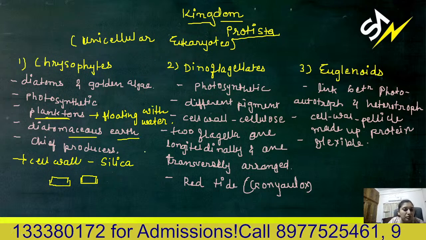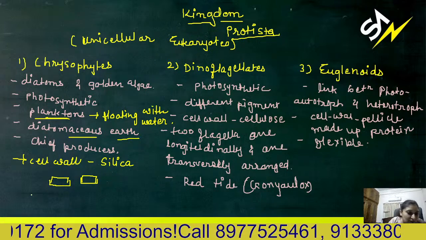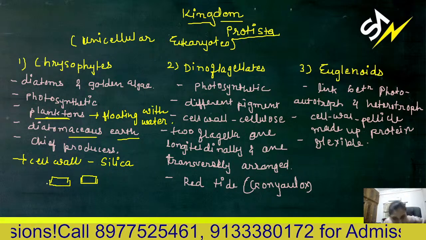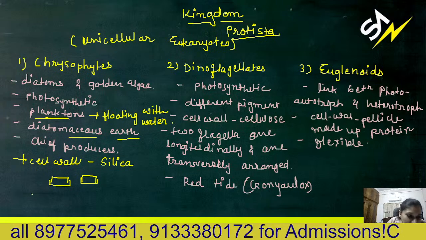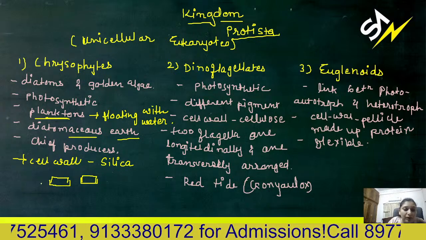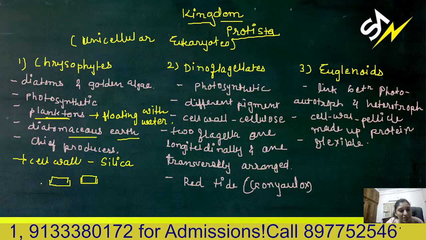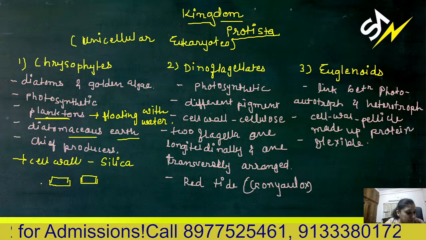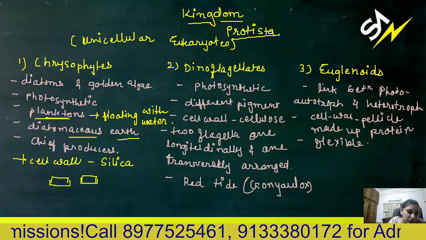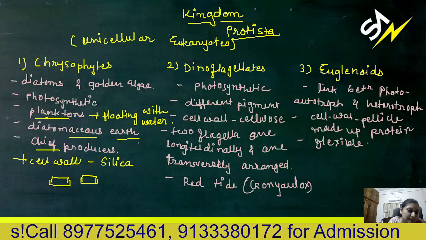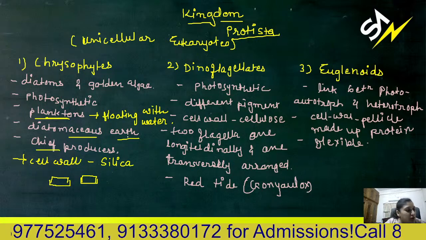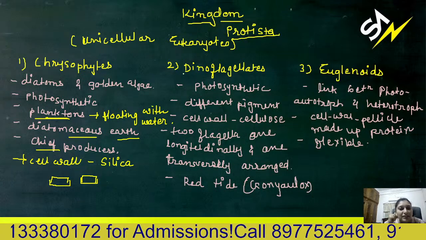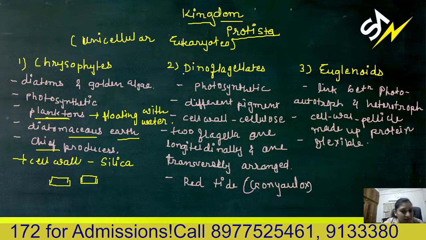And what is the use of diatomaceous earth? We can use it for the filtration of oils and syrups, and for polishing some things. They are the chief producers in the ocean. Then the next member of the kingdom Protista is the dinoflagellates.